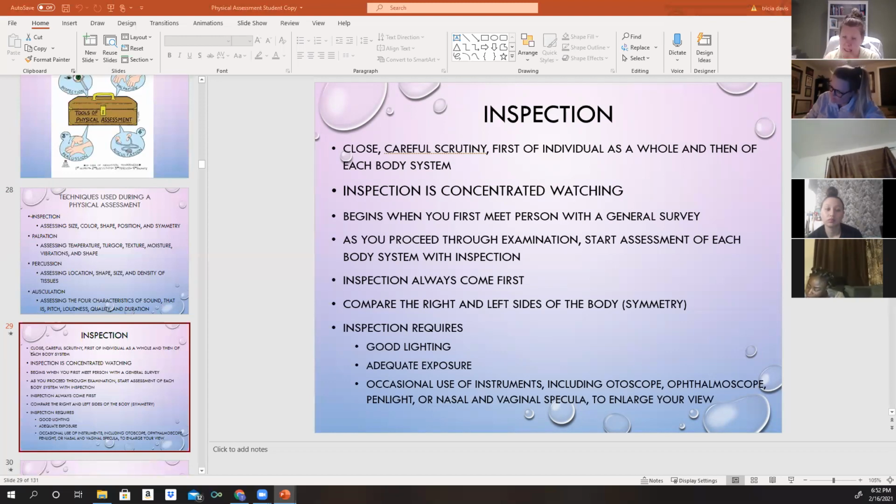I just need to take a quick listen and do a small assessment, and then I will turn your light back off for you. Make sure that you have adequate exposure. So if you need to look at an abdominal incision, make sure that you're pulling those covers back and you're pulling that gown off so you can really see what's in there.